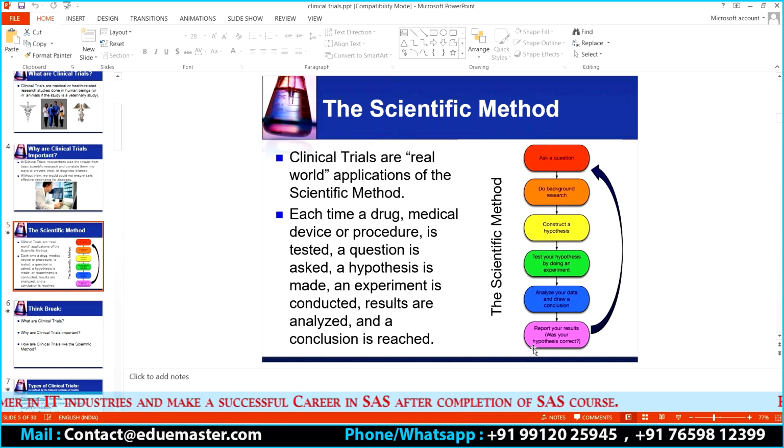The moment the test is complete, we raise a question. Okay. So I just use this particular one to check the temperature. The question that I'm going to ask is, is this the correct temperature or not? I need to cross verify that. So a question is going to be raised. Then followed by a hypothesis is made.